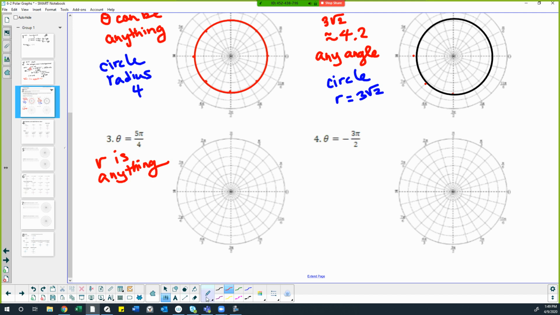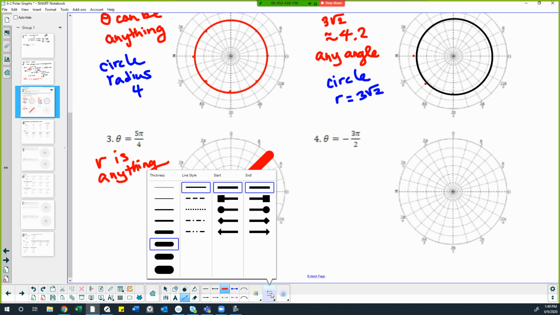So 5 pi fourths would be this angle right here, correct? So as long as I'm on 5 pi fourths, I could do a +1, +2, +3, +4. I could do a radius of 0. I could do a radius of -1, a radius of -2, a radius of positive or -3, whatever. It doesn't matter. So having just theta equals something results in, like Adrian said, a line.